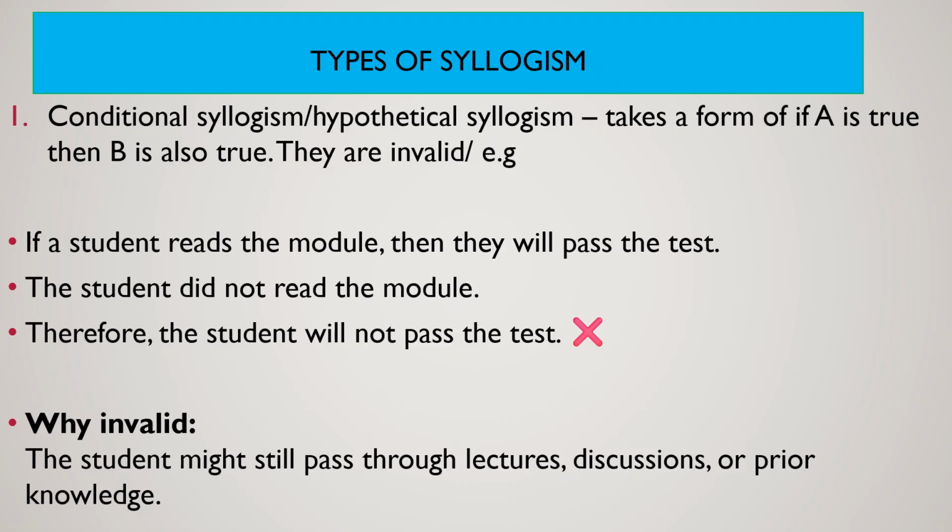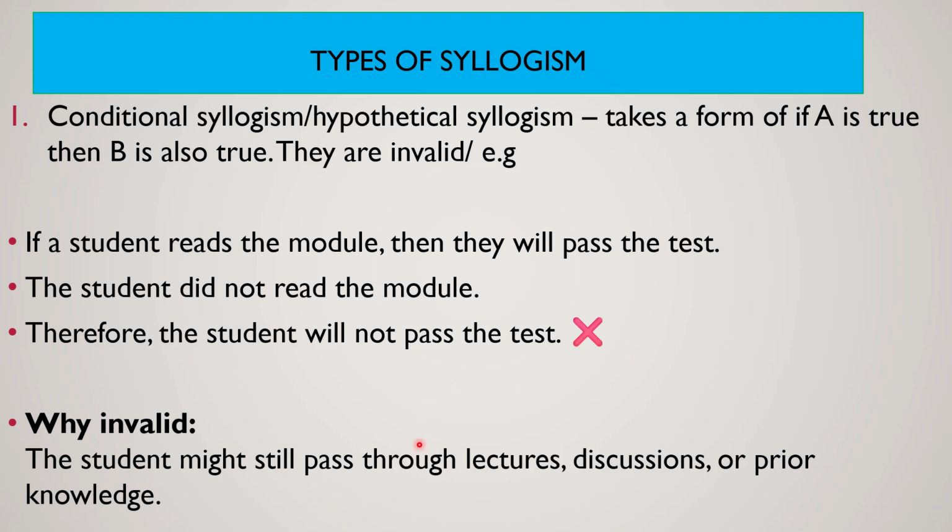For example, an example of this kind of argument: if a student reads the module, then they will pass the test. The student did not read the module, so definitely the student will not pass the test. Here the conclusion is drawn from the premises, but there is some invalidity because the student might pass that exam because of other factors.